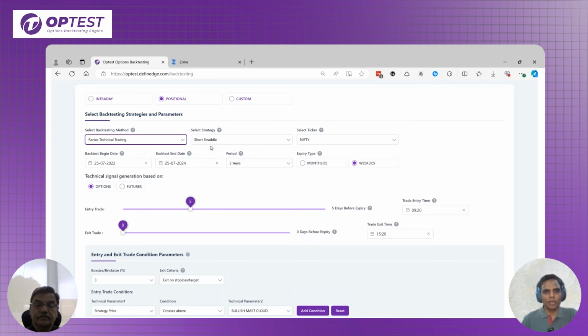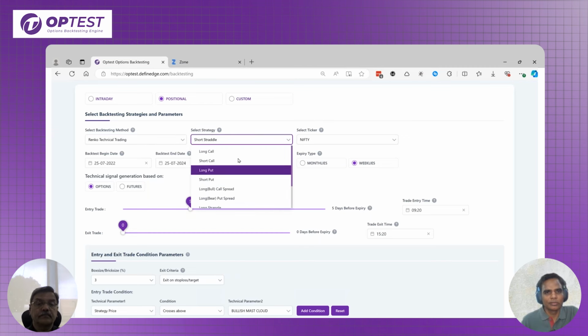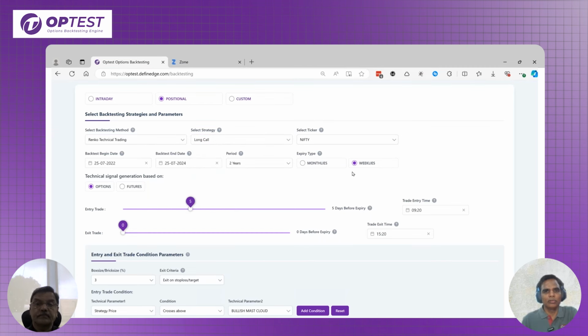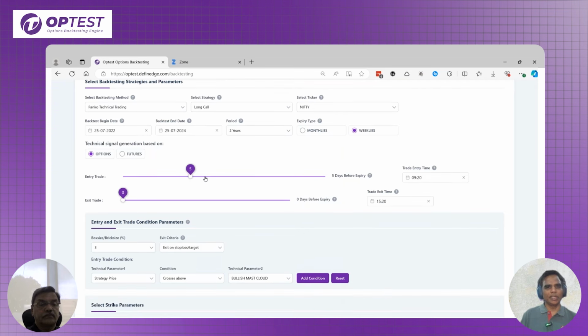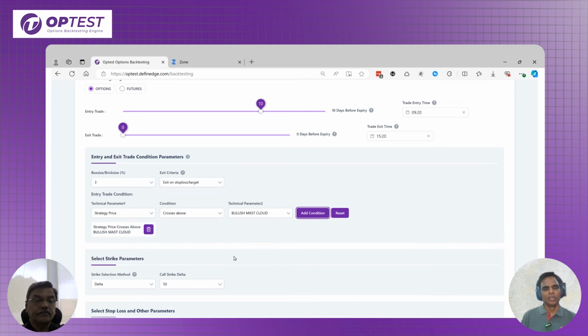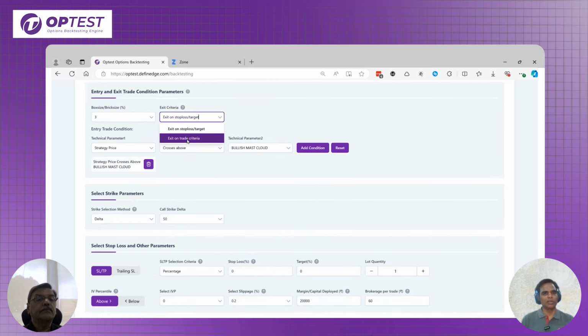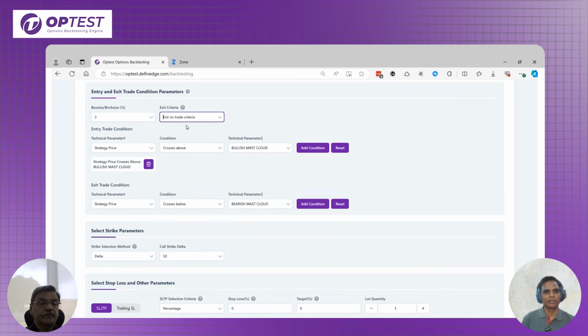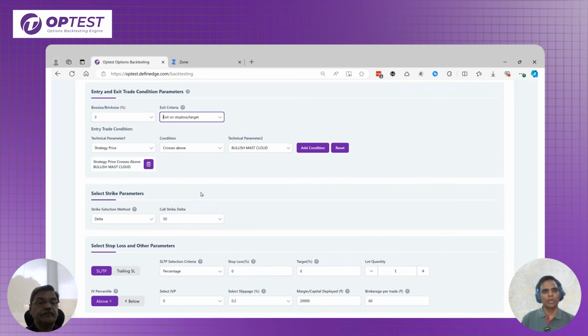So I'm going to do long call then. Long call, weeklies, monthlies. Yeah, weekly is fine. Okay, options entry day 10 days before. Brick size 3, exit on stop loss or target. Okay, first strategy: price crossover bullish cloud. And exit should be stop loss or this one? Stop loss, okay. Stop loss, let's say 30.